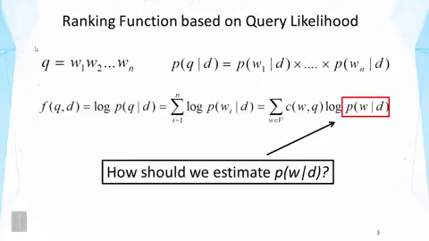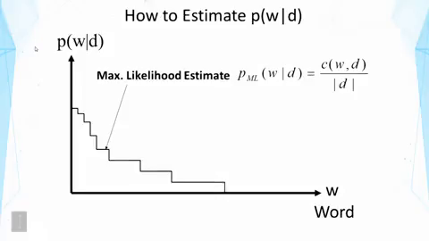As we said before, different methods for estimating this model would lead to different retrieval functions. So in this lecture, we're going to look into this in more detail. So how do we estimate this language model? Well, the obvious choice would be the maximum likelihood estimator that we have seen before, and that is we're going to normalize the word frequencies in the document. And the estimated probability would look like this.